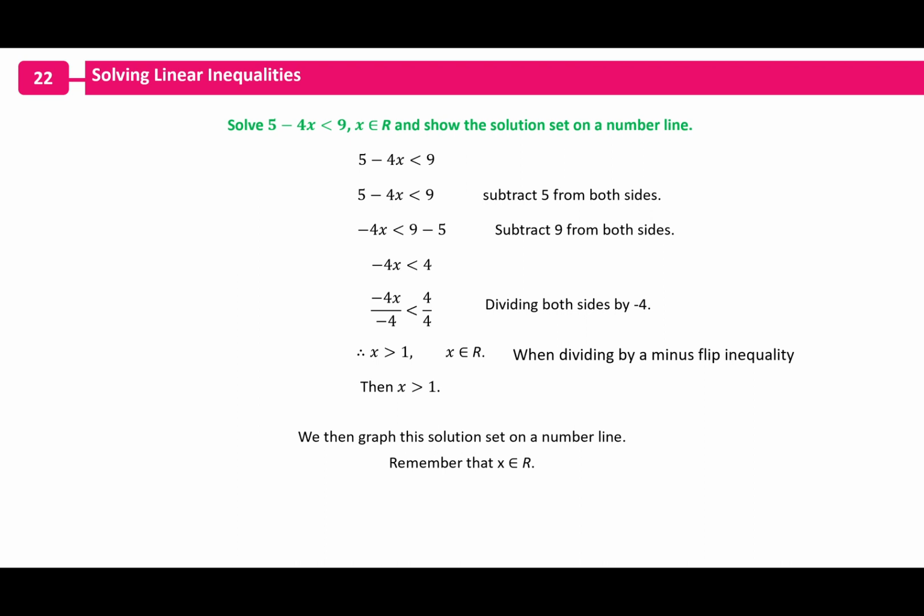Remember that x is an element of a real number, which means that x can be positive, negative, or it can be a decimal or whole number. To show x is greater than 1, we go to 1 on our number line, draw an open circle because our value is greater than 1. Sorry guys, we should have a minus in there. So x is greater than minus 1. So draw an open circle at minus 1 and draw a line showing that our value is any number greater than minus 1.